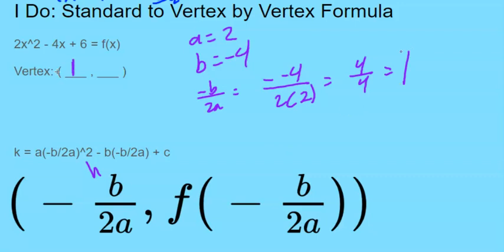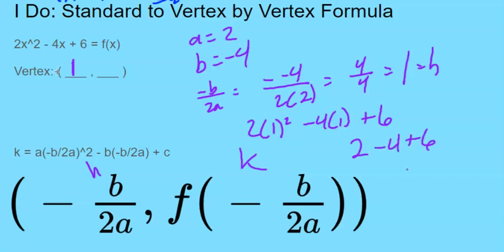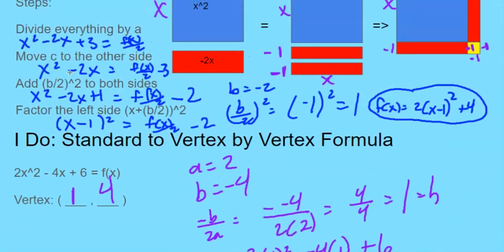And then let's plug 1 into the expression here to evaluate to get k. So we have 2 parentheses 1 squared minus 4 times 1 plus 6. That equals 2 minus 4 plus 6. 8 minus 4 is 4. That's your k value. That's the same vertex as what we got before.